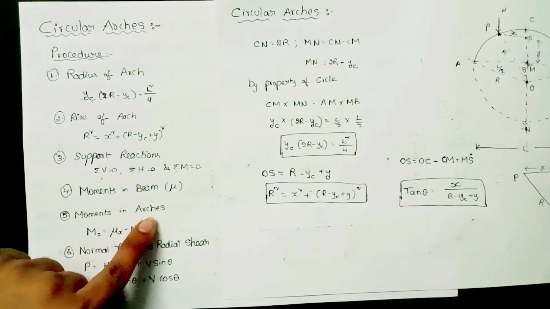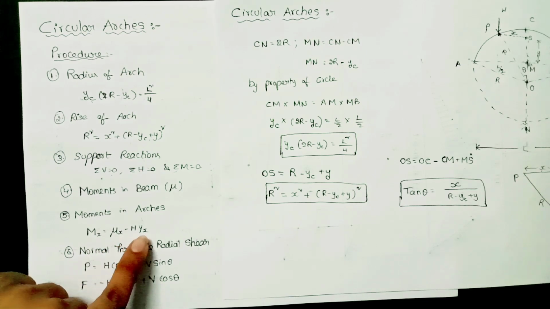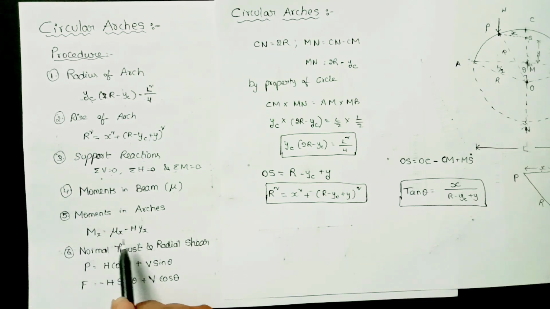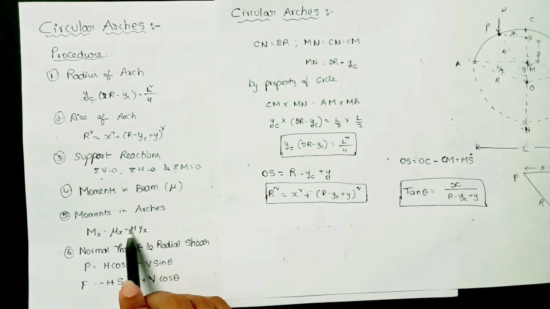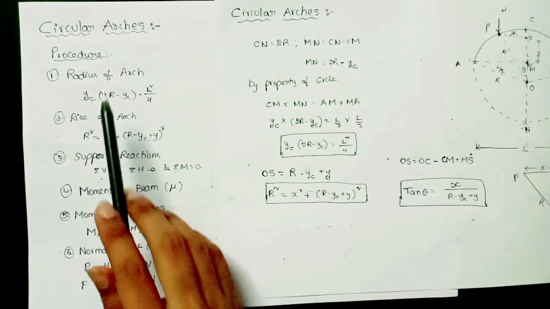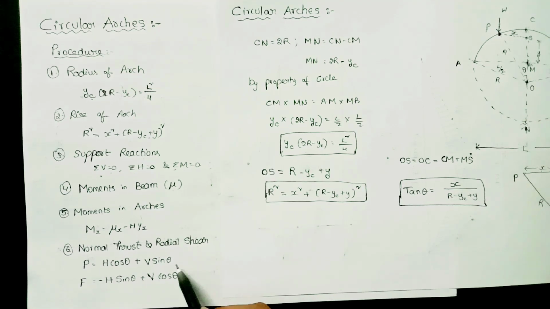The next step is to calculate the moment in the arches. M equals Mu x minus H into Y x. Mu is obtained from the fourth step, H value is obtained from the third step and Y value is obtained from the first step. On substituting in this particular formula we will get the moment in the arches. Next one is to calculate the normal thrust and radial shear. P equals H cos theta plus V sin theta, and F equals minus H sin theta plus V cos theta. This formula is used for normal thrust and this is for radial shear.